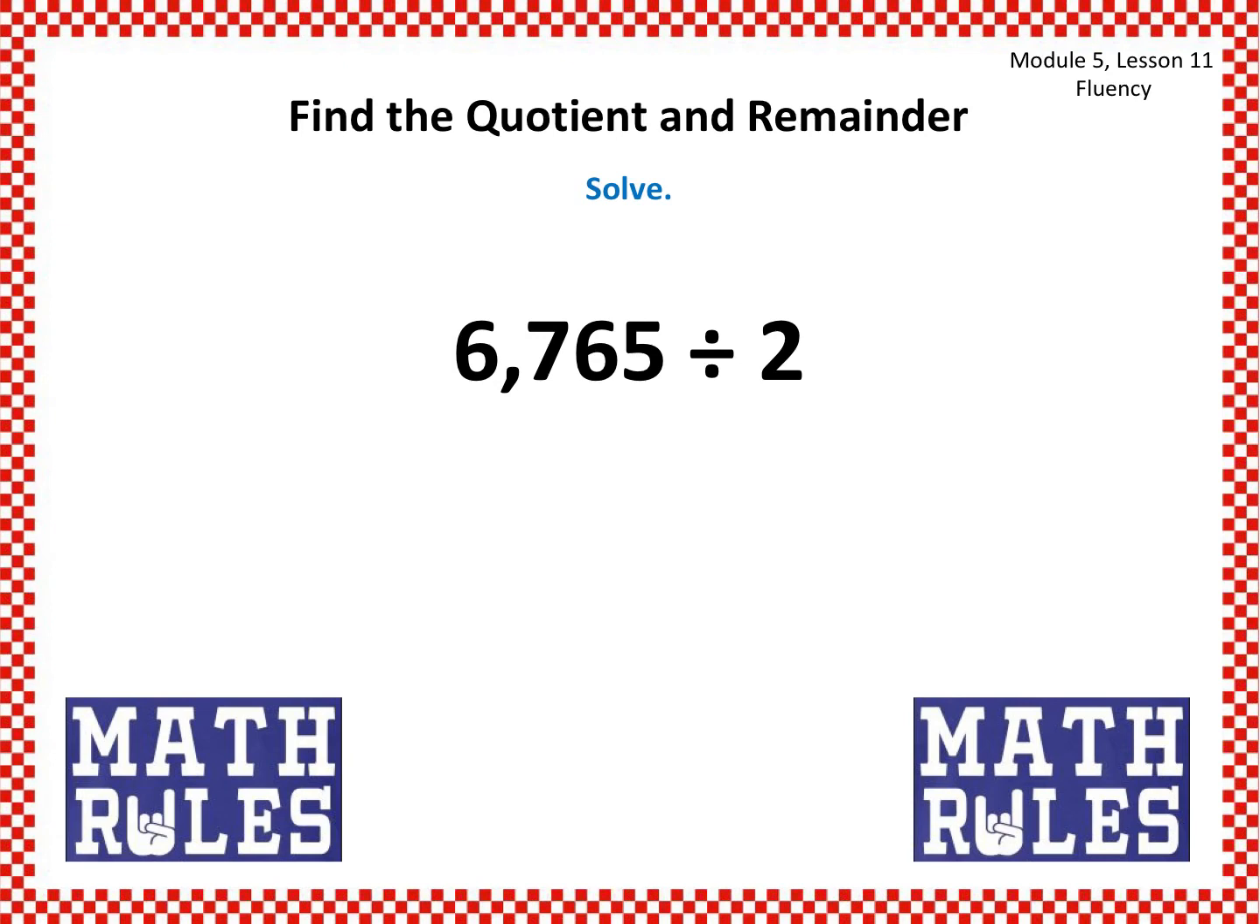This is Math, Module 5, Lesson 11, and Fluency for that. All right, we're going to look at a little bit of review. We have 6,765 divided by 2. I know already by looking at this that I'm going to have a remainder because I have an odd number for my dividend, and I have 2 for my divisor. So I know that my quotient will then have a remainder.